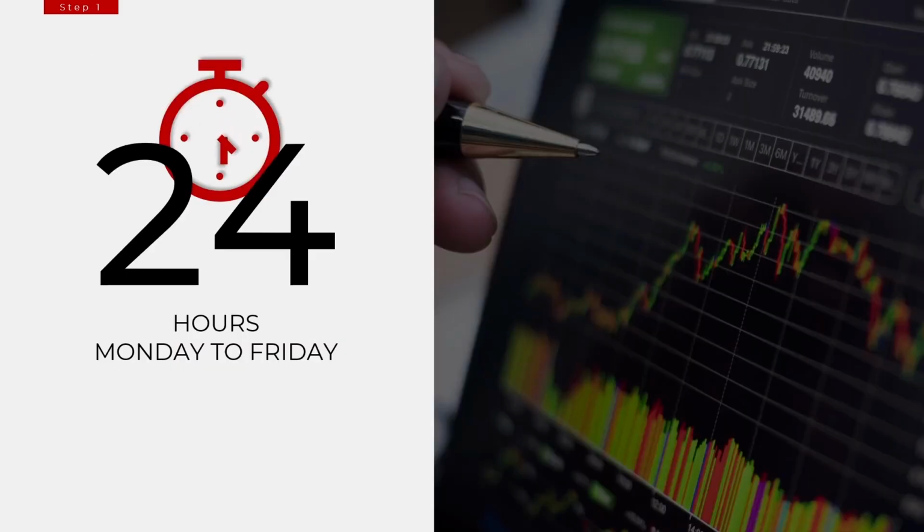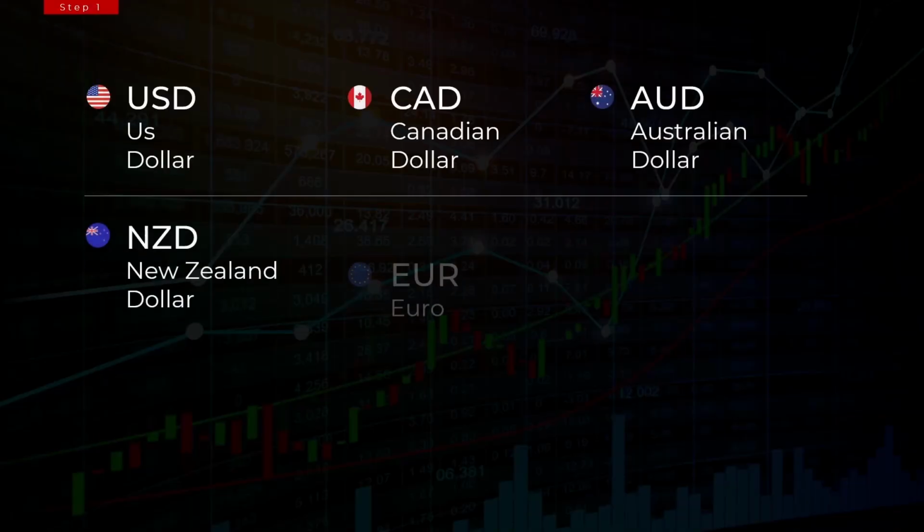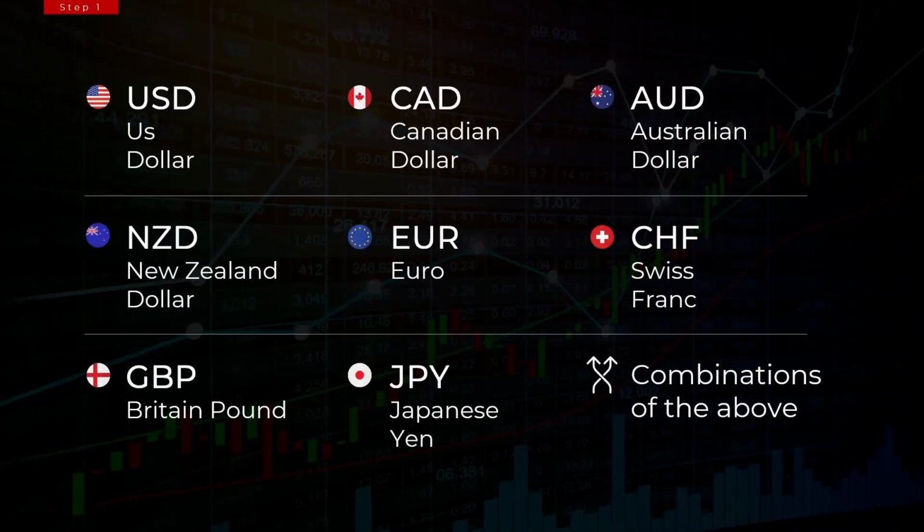It is important to mention that the foreign exchange market is open 24 hours a day from Monday to Friday, enabling traders from around the world to take advantage of the unlimited opportunities on the forex market. We trade 8 major currencies of the most developed countries: US dollar, Canadian dollar, Australian dollar, New Zealand dollar, euro, Swiss franc, English pound, Japanese yen, and the different combinations between them.